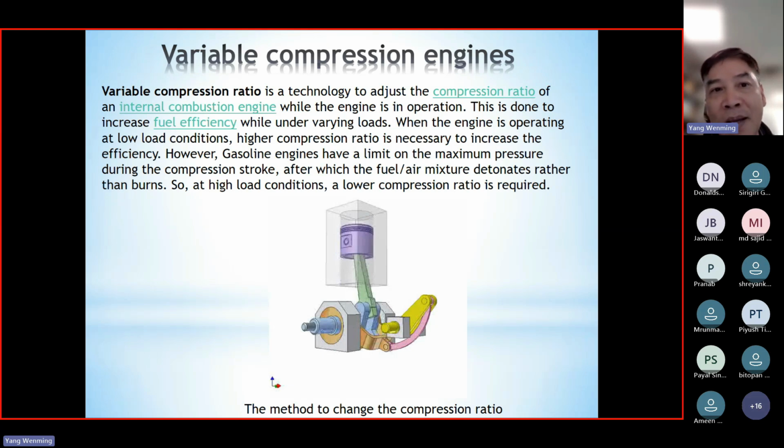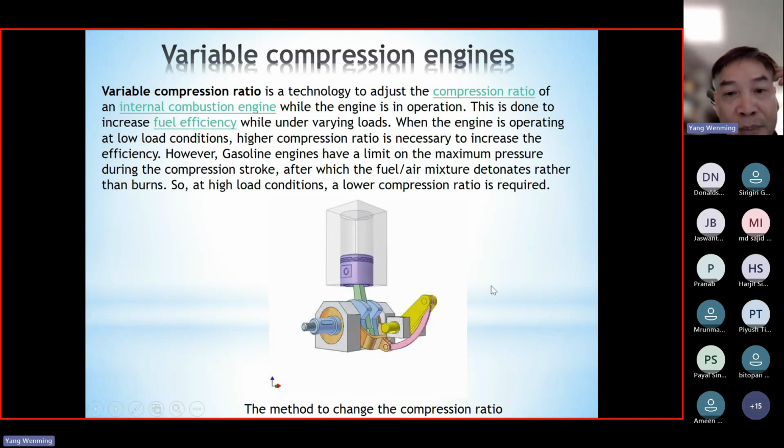Increase the power. However, when the engine is operating at higher or full load conditions, we can reduce the compression ratio. We can reduce the compression ratio when the engine is operating at higher engine load or full load conditions. By this way, we can reduce the knocking tendency and reduce the peak pressure. So by this design, we can make sure the engine is always operating at the optimal conditions, okay?